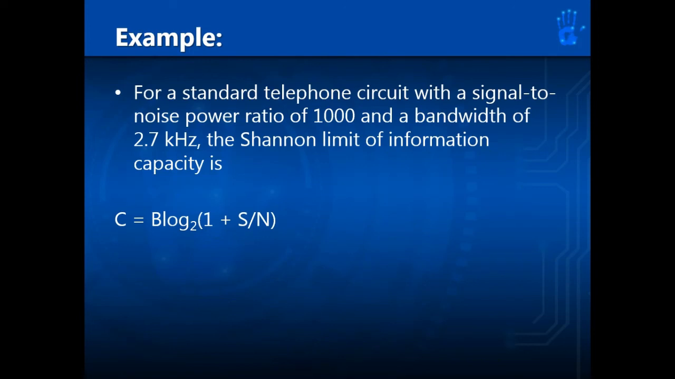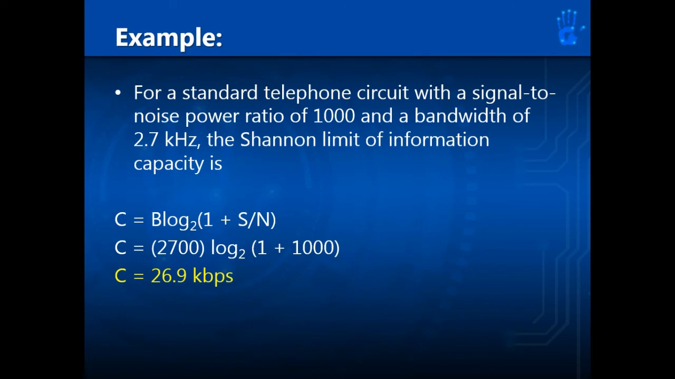This is our S over N. And the bandwidth is also given, 2.7 kHz. So let's plug this into our formula. And then we have C equals 2700 times log base 2 of quantity 1 plus 1000. And then we'll get the value of C equals 26.9 kilobits per second.